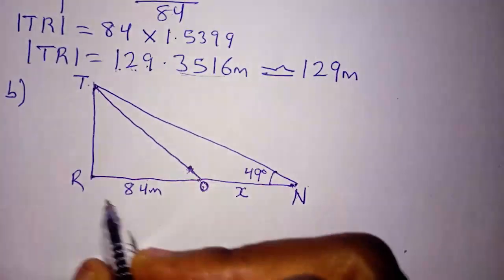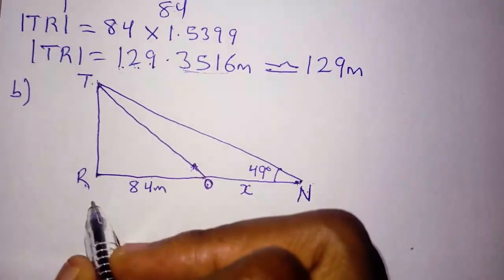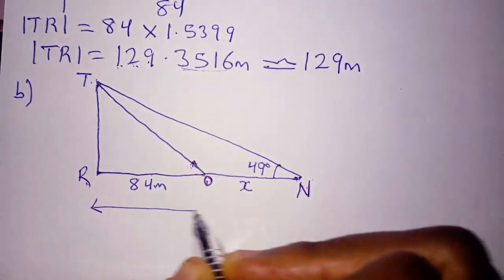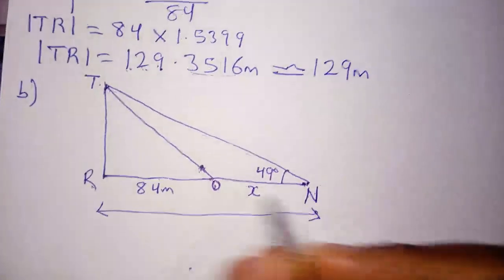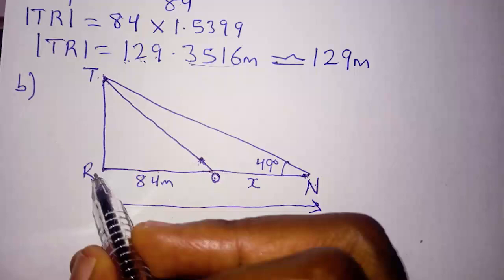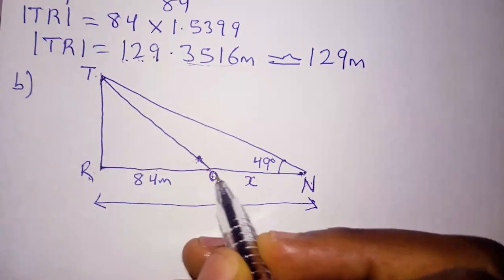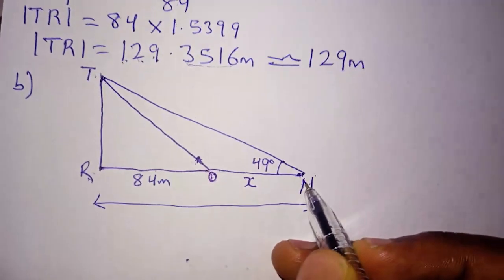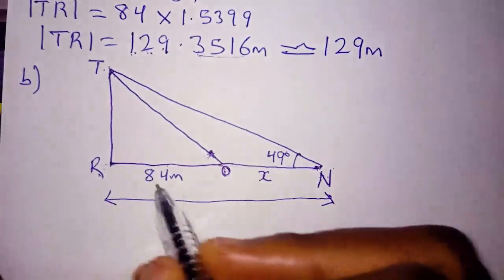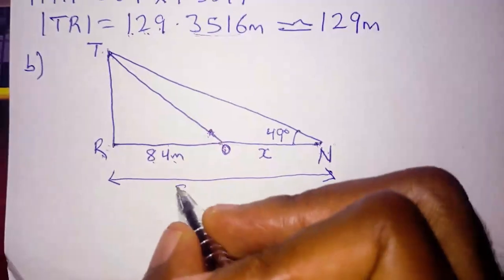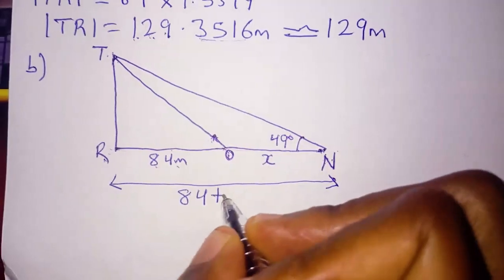Now, from what we have here, we can know RN. This RN, that's the distance from R to N, can be found. Remember, R to O is 84. Then O to N is X. So the total distance here is going to be 84 plus X.